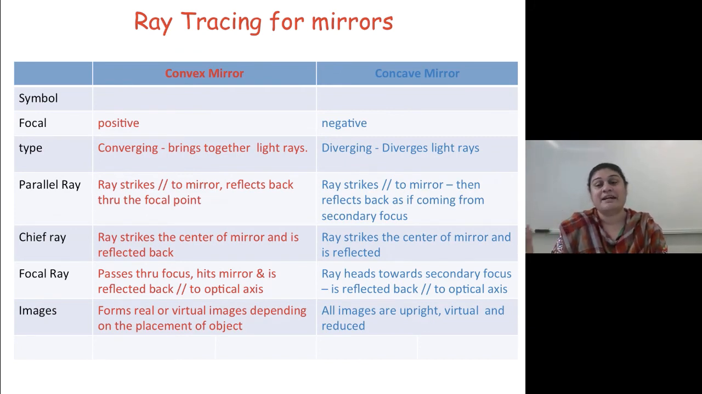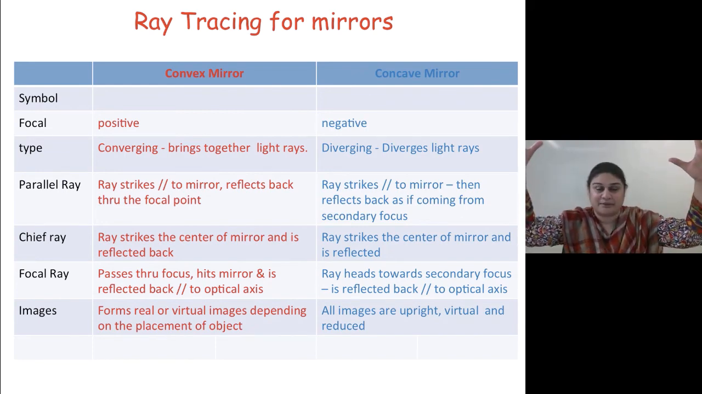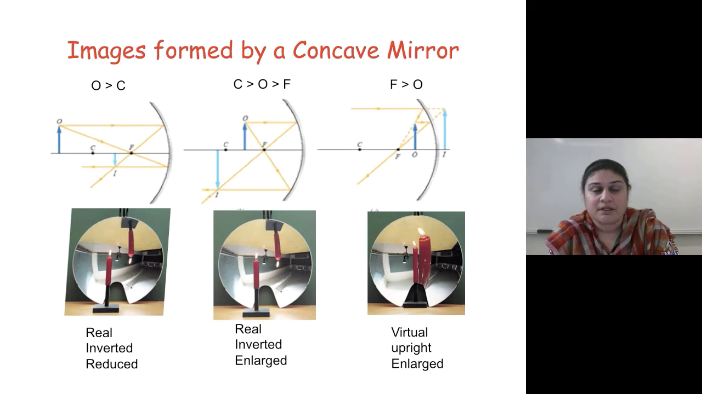Concave mirrors are negative. They are diverging mirrors. They diverge the light away from you. So an image formed by a concave mirror will look like this. You will have an object, it hits this mirror, goes through the focal point. That is going to be our parallel ray. This is going to be our focal ray, and our chief ray will go from here, hit the center, and reflect back, and the image will be formed right here.